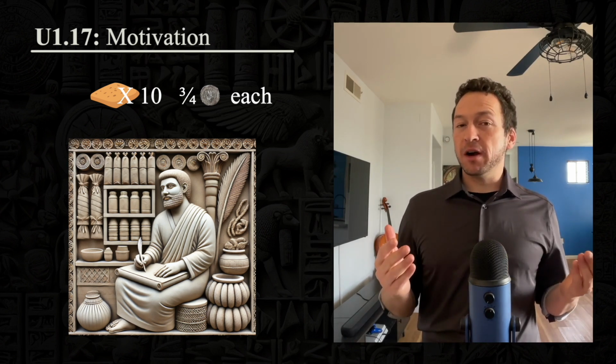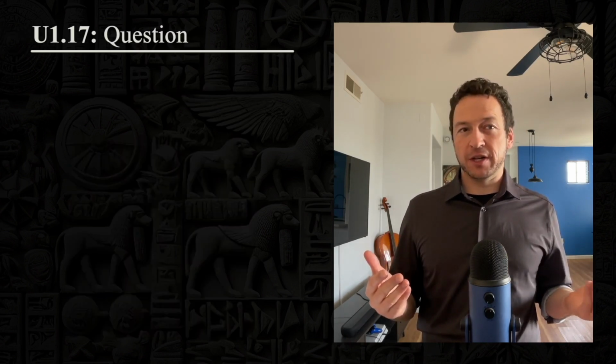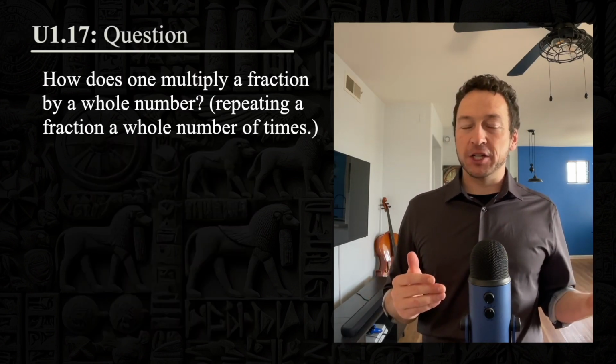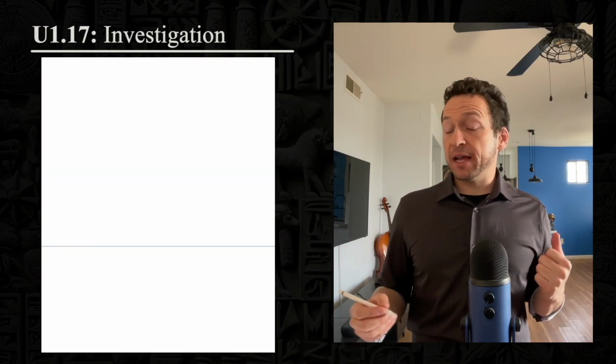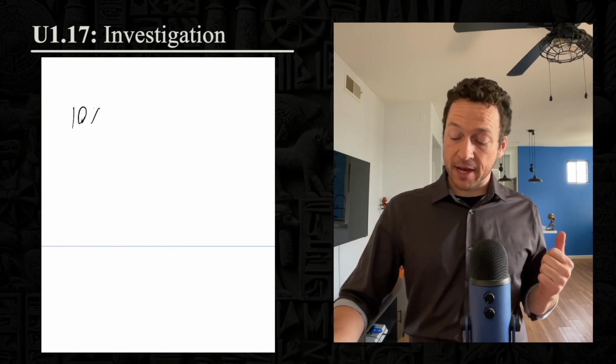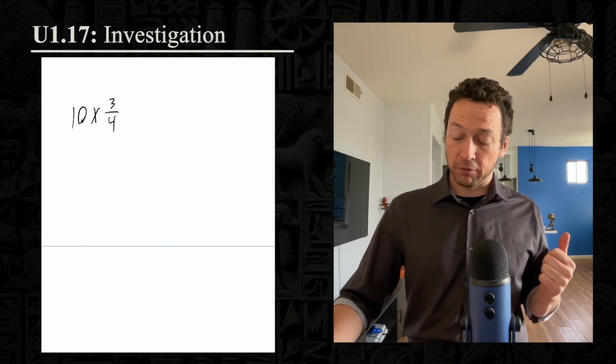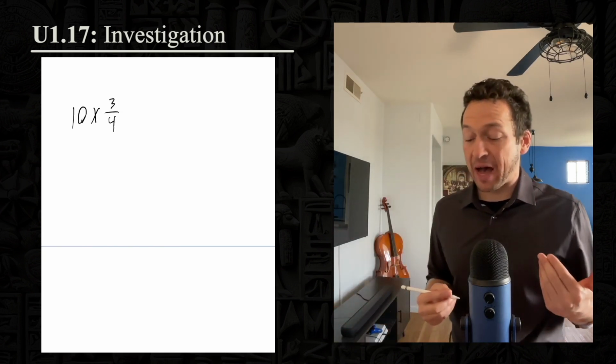So this leads Bar to the following general question. How does one multiply a fraction by a whole number? Investigation. So the problem that Bar has to do is basically 10 times 3/4. They have to pay 3/4 of a coin 10 times. So how does that work?